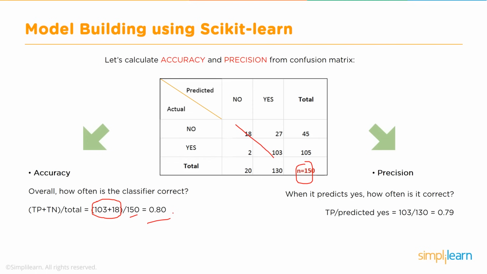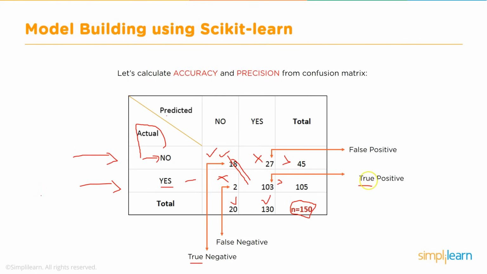Okay. Now, there is another concept called precision. Precision is given by the formula true positives divided by the total predicted positives. What do we mean by that? Which are the true positives here? Recall what we just talked about in the previous slide. This 103 are the true positives, which means the actual value is positive and the predicted value is also positive. That's why it's called a true positive.